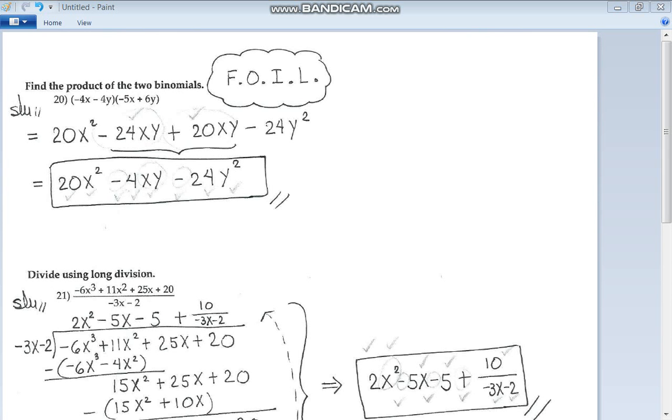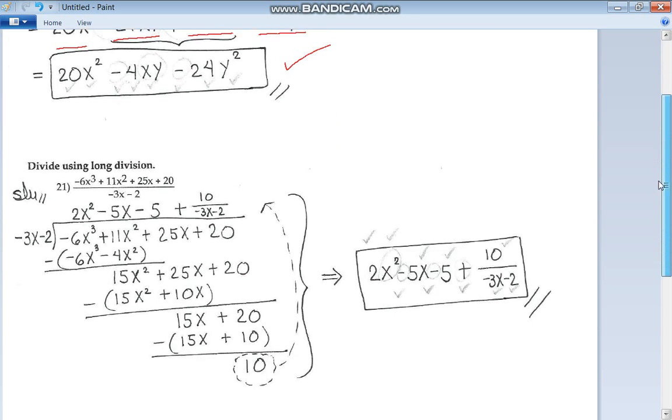And we move along to number 20, find the product of the two binomials. Binomial means 2 terms. So if it's a binomial times a binomial, which it is, we're going to FOIL. So we've got negative 4x minus 4y times negative 5x plus 6y. First times first, outer times outer, inner times inner, last times last. Combine like terms and you'll get 20x squared minus 4xy minus 24y squared.